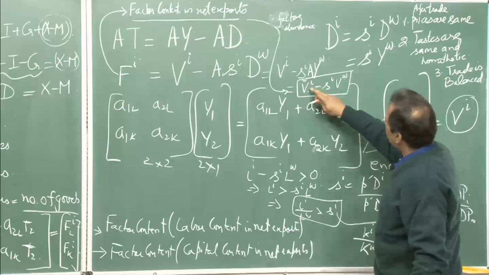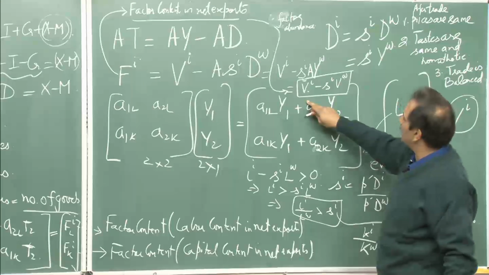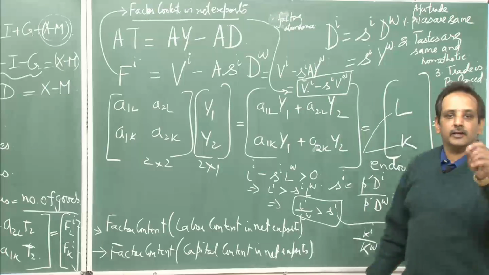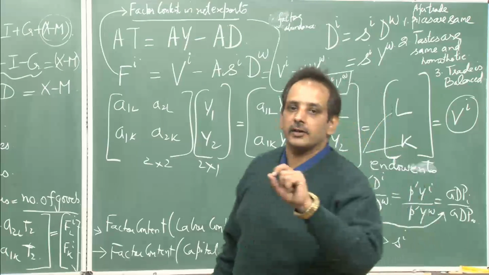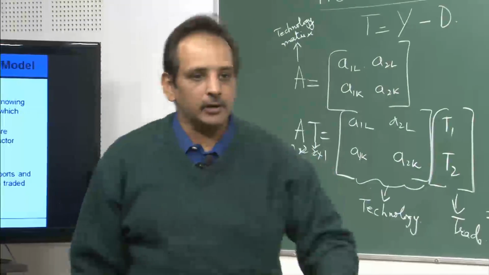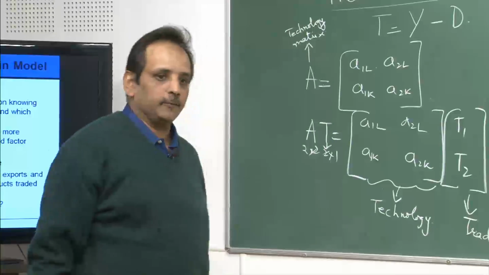So, if the effective factor endowment in country i divided by effective factor endowment in the entire world is greater than the GDP share, then you will say that this country is abundant in, say, labor or capital or skilled labor or unskilled labor, whatever it is.